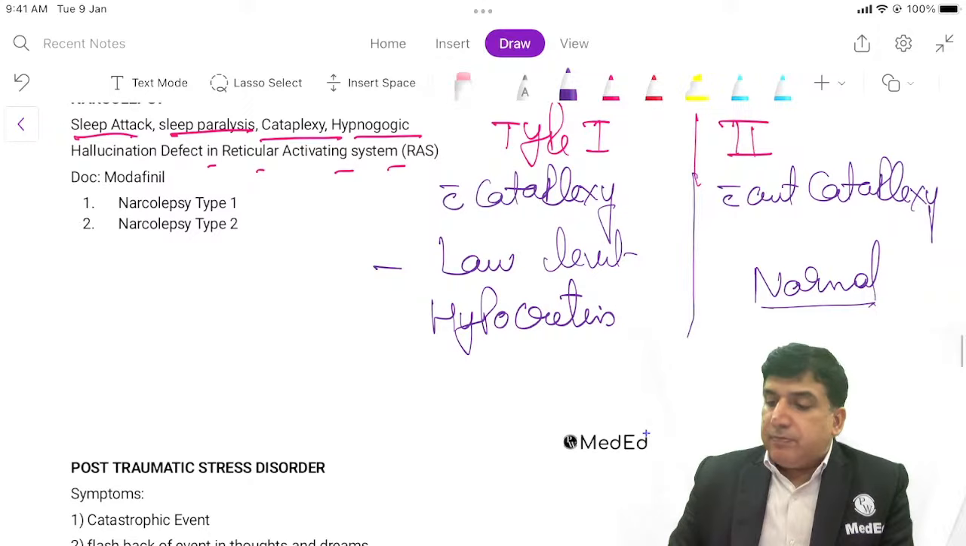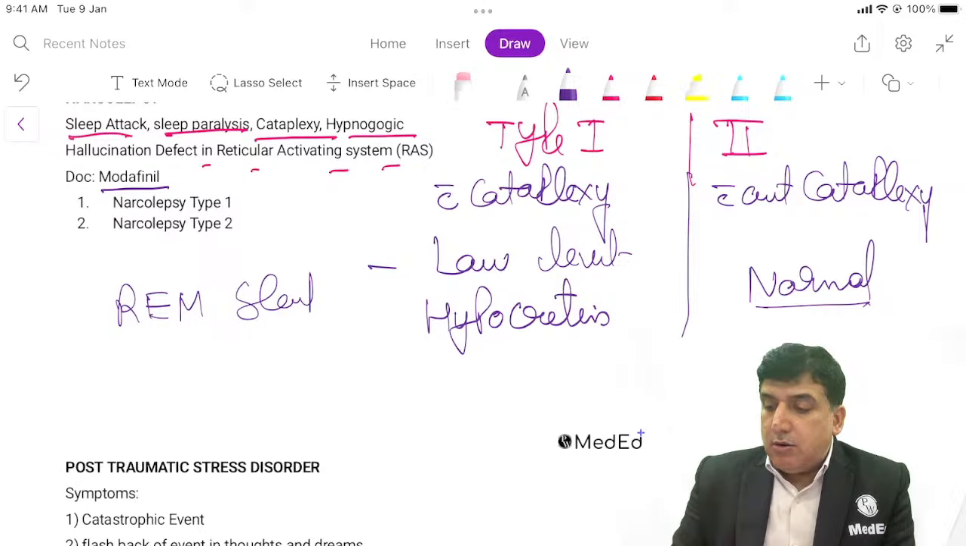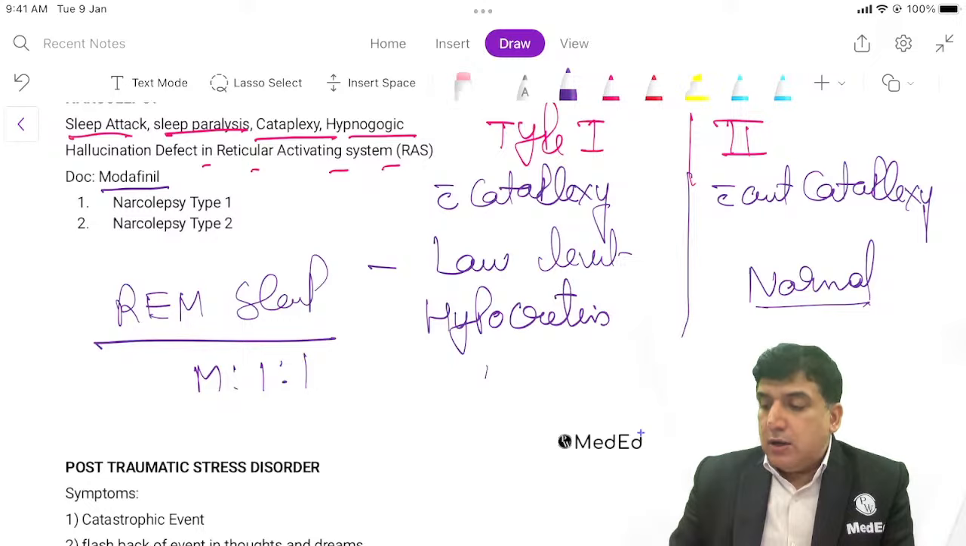Okay, the drug of choice in narcolepsy, if they ask, your answer will be modafinil. Narcolepsy is a REM sleep disorder. And the male-female ratio is what? 1:1. Onset is in the second decade. Okay.